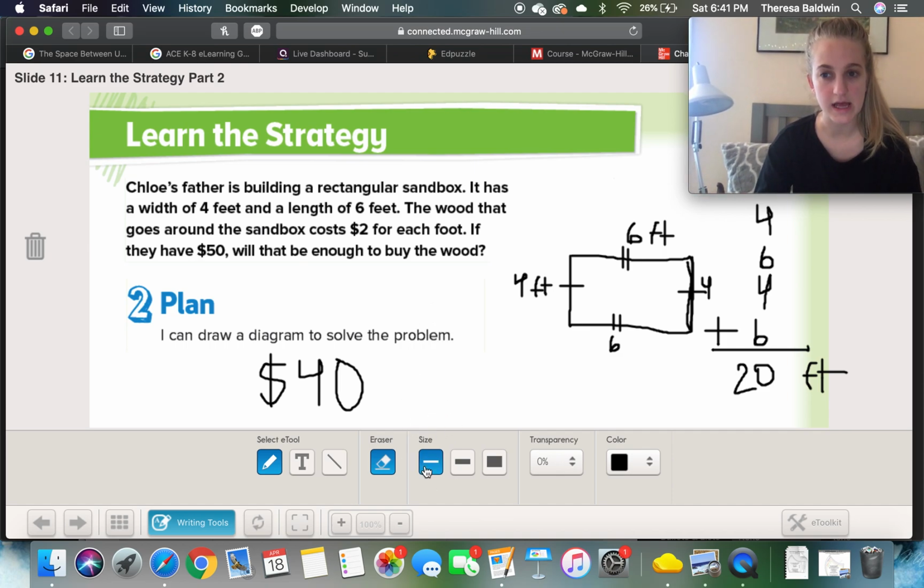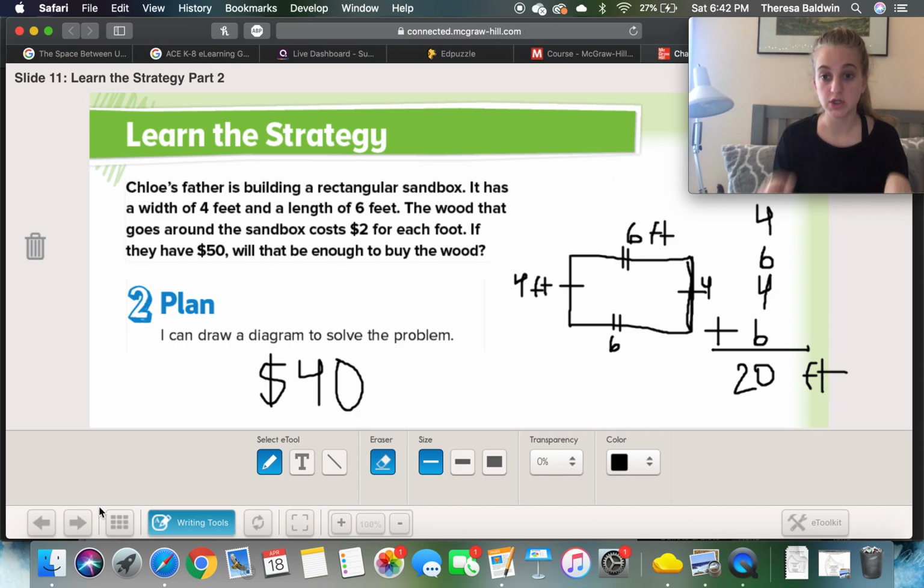$40. The last part of the question says, if they have $50, will they have enough money to buy the wood that they need? The wood that they need costs $40. Will they have enough? Tell me. Yes, they will have enough money because $50 is more than $40. So they will spend $40 and they'll still have extra. How much extra will they have? Good, that wasn't part of the question, but now we know. They'll have $10 extra.